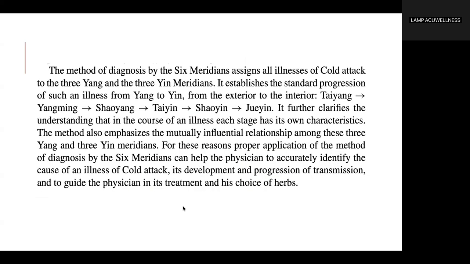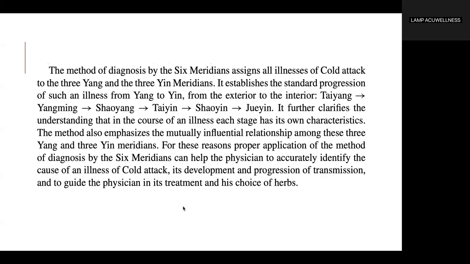The method of diagnosis by the 6 meridians assigns all illnesses of cold attack to the 3 yang and the 3 yin meridians. It establishes the standard progression of such an illness from yang to yin, from exterior to interior: Tai Yang, Yang Ming, Shao Yang, Tai Yin, Shao Yin, Jue Yin. It further clarifies the understanding that in the course of an illness, each stage has its own characteristics. The method also emphasizes the mutually influential relationship among these 3 yang and 3 yin meridians.